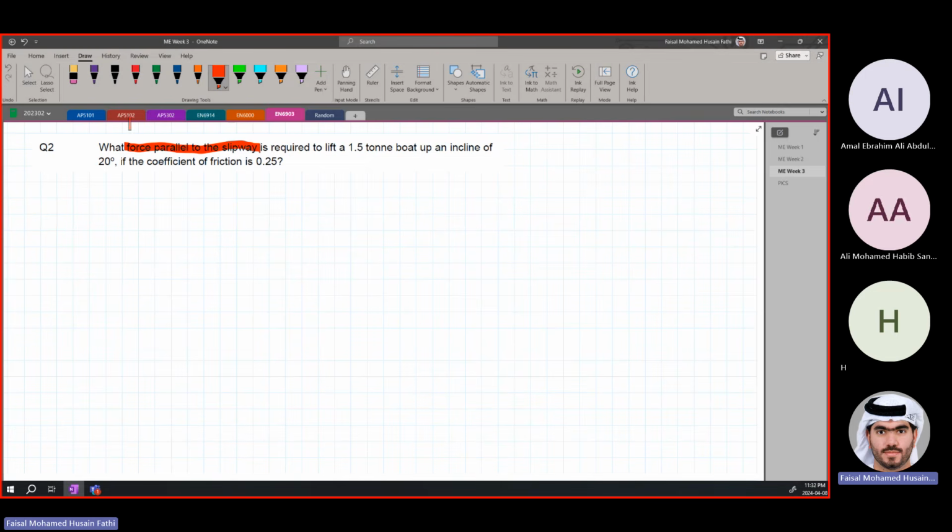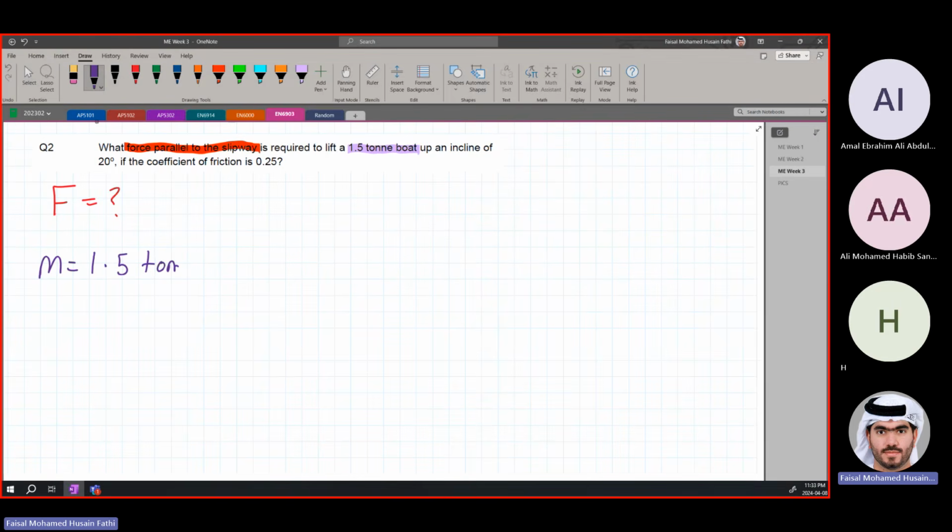So we know we're going to have a force to deal with. Let's name this force F. This is the force that we are going to need to find, because it's asking what force is required to do what? To lift a 1.5 ton boat. We are given the weight of the boat, 1.5 tons. So M is equal to 1.5 ton.